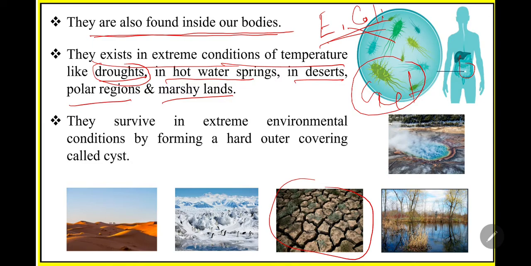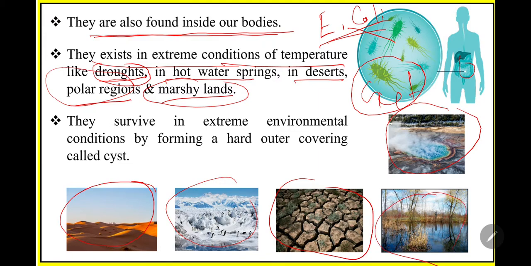Then hot water springs, then it comes deserts. In desert, the temperature is too high, then polar region where temperature is too low, then comes marshlands. What is marshland? Marshy land is a land where, for most of the time, the land is covered by water. Microorganisms survive in extreme environmental conditions by forming a hard outer covering called cyst.